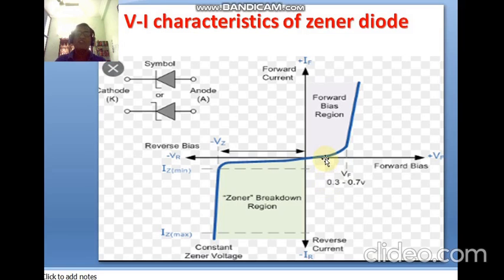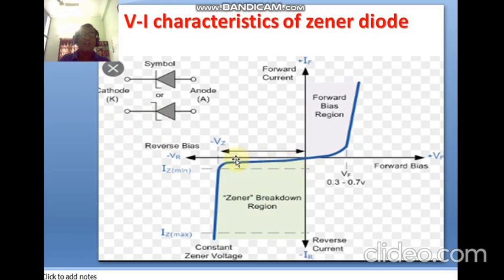So that is known as the threshold or cut-in voltage. Beyond this voltage the current gradually increases exponentially in forward bias, in the case of the PN junction diode as well as the Zener diode. If you come to reverse bias, that means when the Zener diode is connected in reverse bias, the current is rapidly increasing.